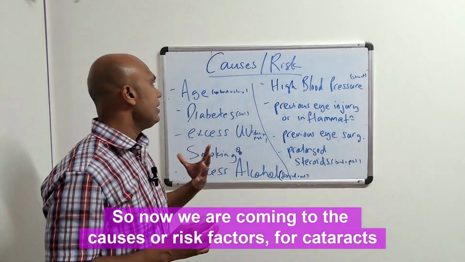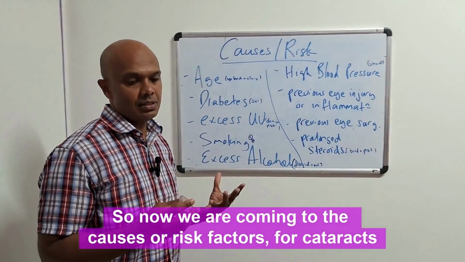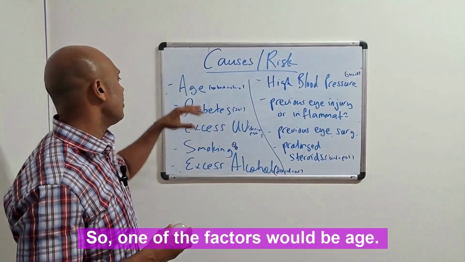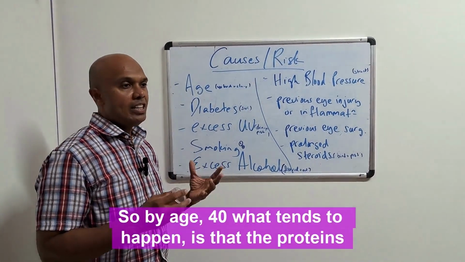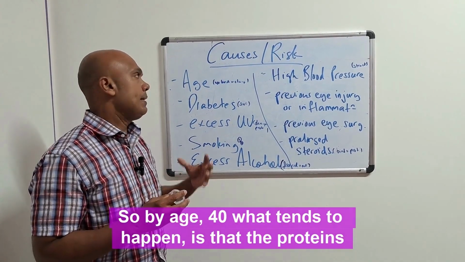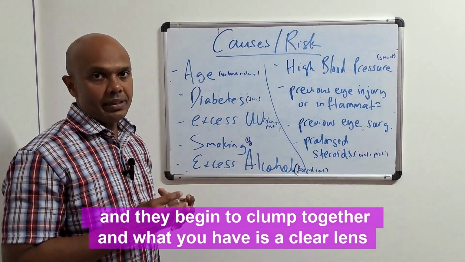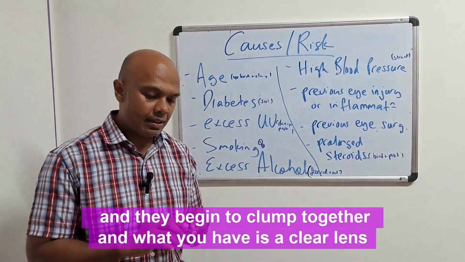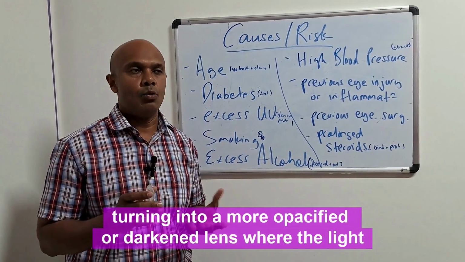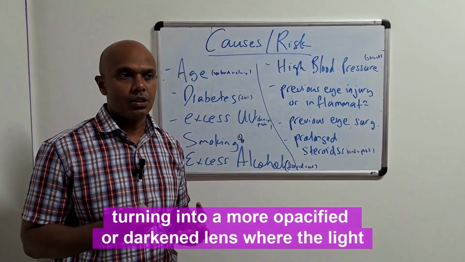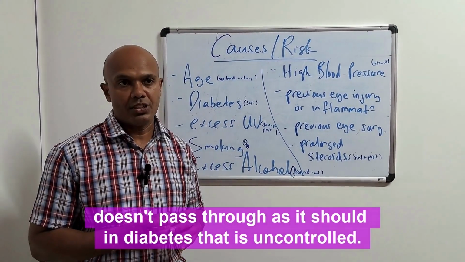Okay, so now we're coming to the causes or risk factors of cataracts. So one of the risk factors would be age. By age 40, what tends to happen is that the proteins and the fibers begin to break down, and they begin to clump together. And what you have is a clear lens turning into a more opacified or darkened lens, where the light doesn't pass through as it should.